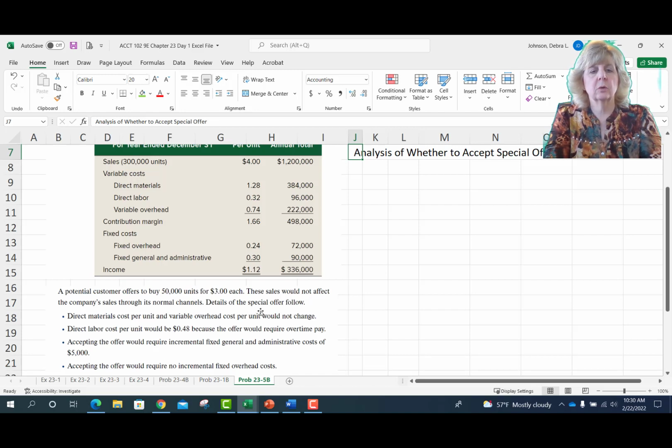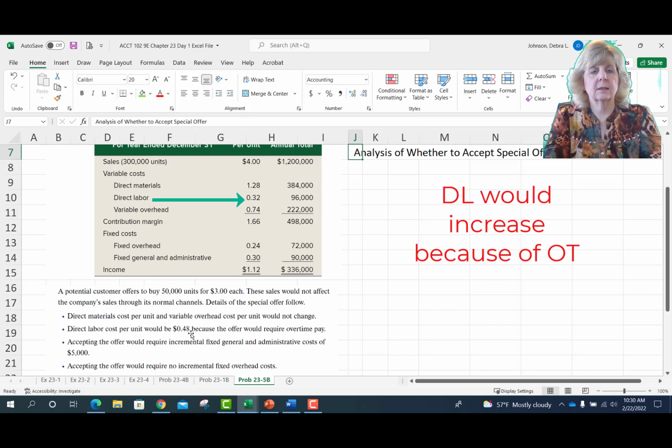Details of the special offer follow. Direct materials cost would not change, always relevant. Direct labor would be 48 cents higher because they would have to pay overtime. Actually, not 48 cents higher, 48 cents in total. If you look at that, that would be time and a half of the current 32 cents. That makes sense because of overtime laws.